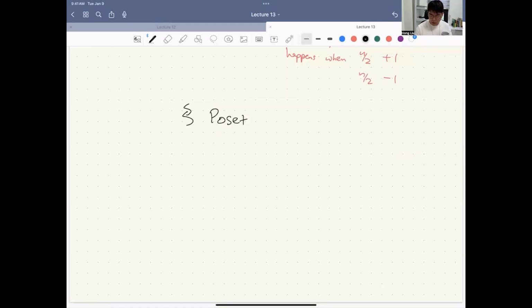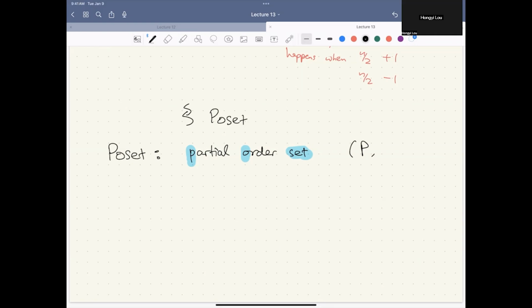Posets. Poset is short for partially ordered set. So what is this? A partially ordered set is a pair P and a binary relation.